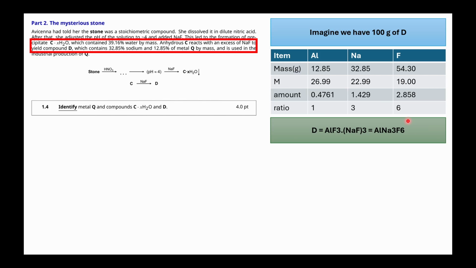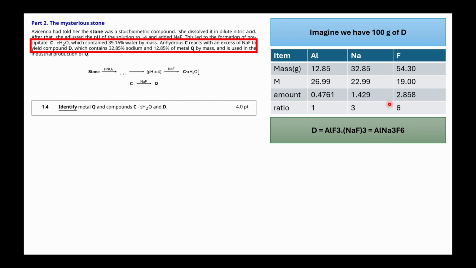Now sanity check time. Does this make sense? Well, just now we had C is ElF3, and then NaF, we can just have 3 additional fluorine and 3 additional sodium, and that gives us 3 of NaF. So we know indeed all of the NaF went inside C. And so we're pretty sure that aluminium is our metal Q and compound D is AlNa3F6.